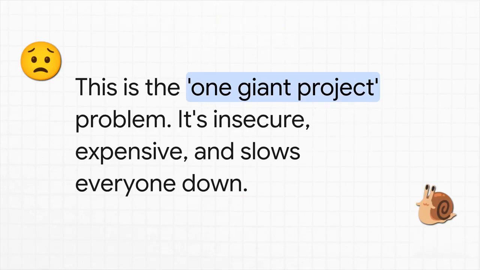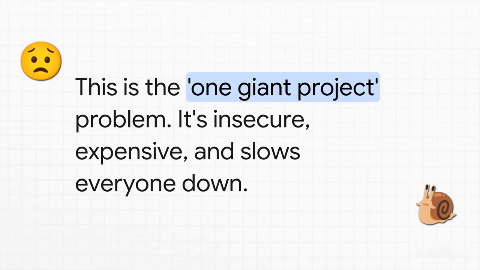Well, you'd be surprised how often this happens. We call it the one giant project problem. And honestly, it's a silent killer for growth. When everything's jumbled together, security becomes a total guessing game. Costs just spiral out of control because you have no idea what's running where. And your developers get stuck in these digital traffic jams, which just grinds your innovation to a halt. It's not going to scale.